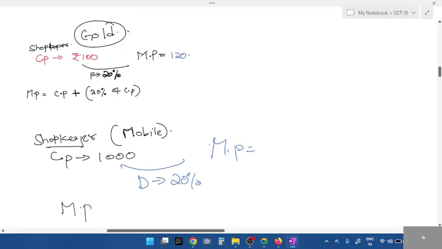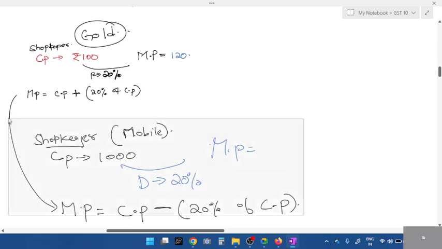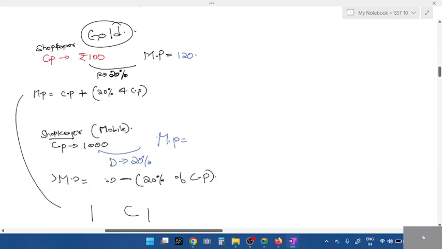What is the formula? Mark price is equal to cost price, should I add or subtract? Minus. What should I write? 20% off. How much should I minus? 20% off cost price. Is this clear? Understood how to use the formula? Cost price minus 20% off cost price.